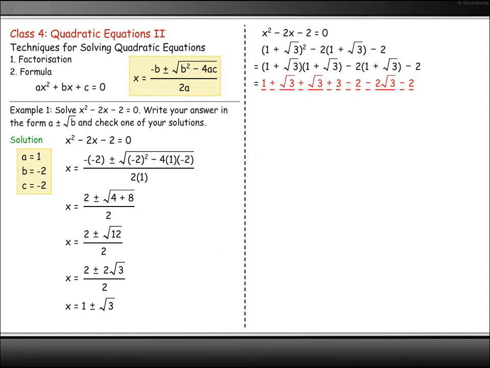When you add like terms, you get 0, which means that the root or solution satisfies the quadratic equation. Use your calculator to show that you get 0.